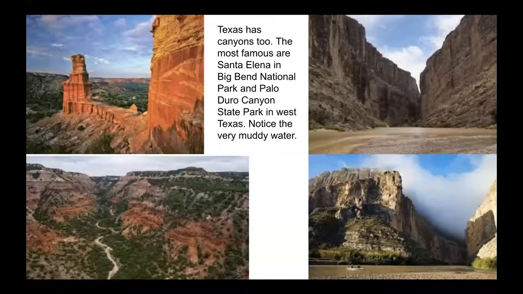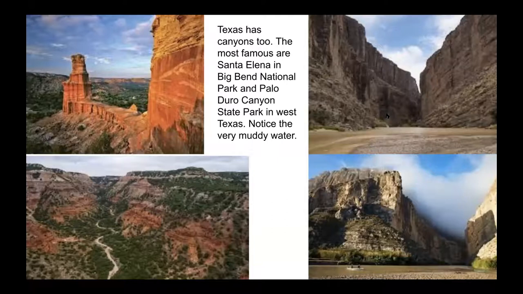So here's some of our famous canyons. Okay, one in West Texas and one in Big Bend. Up in the Panhandle, we have the Palo Duro Range, so you see water down the bottom here. Then cutting down through that flat, it's pretty flat up on top, but that water has cut it down. This is the Palo Duro Canyon State Park. And then, of course, in Big Bend, we have the Santa Elena Canyon.